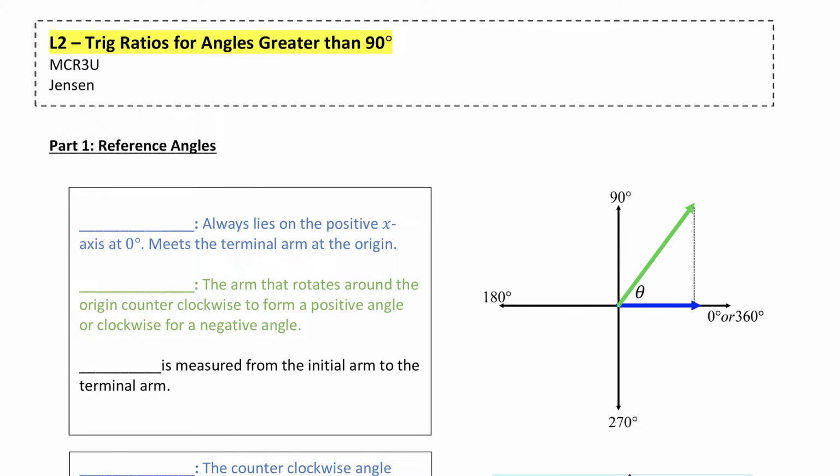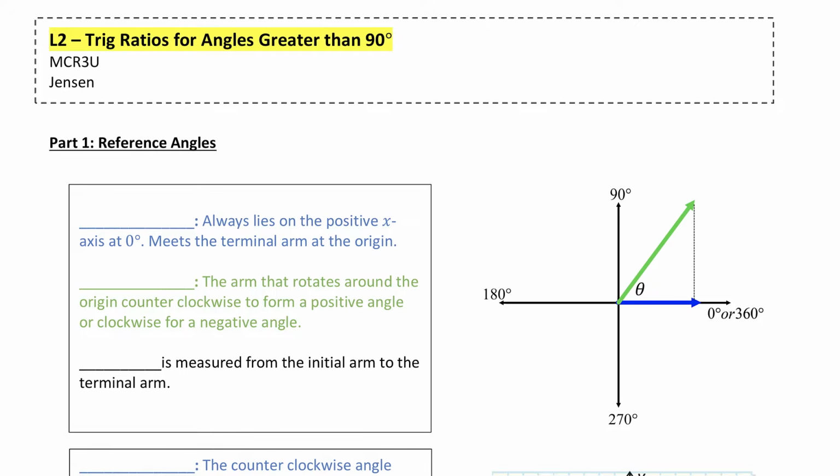So the first thing we have to learn is how you're going to start to think about angles. We're always going to imagine that we have a Cartesian grid, and we have something called an initial arm, which you see in blue on the positive x-axis. And the terminal arm is an arm that rotates around the origin away from the initial arm in a counterclockwise direction if we have a positive angle, or in a clockwise direction to represent a negative angle. And that terminal arm and the initial arm between them is our angle theta.